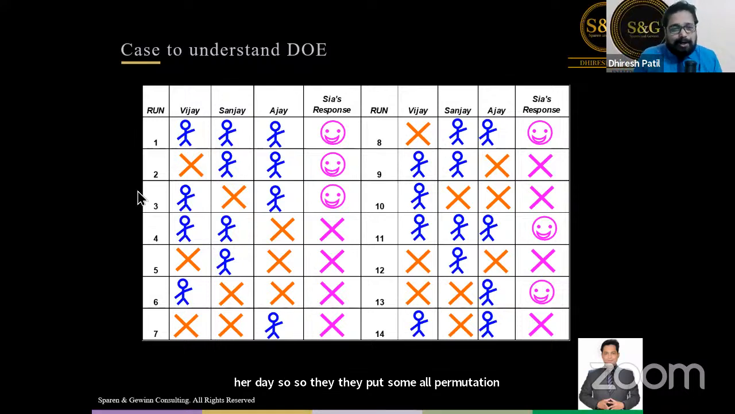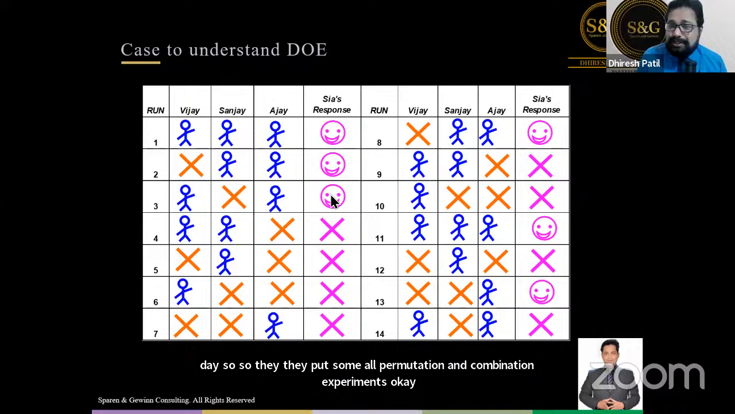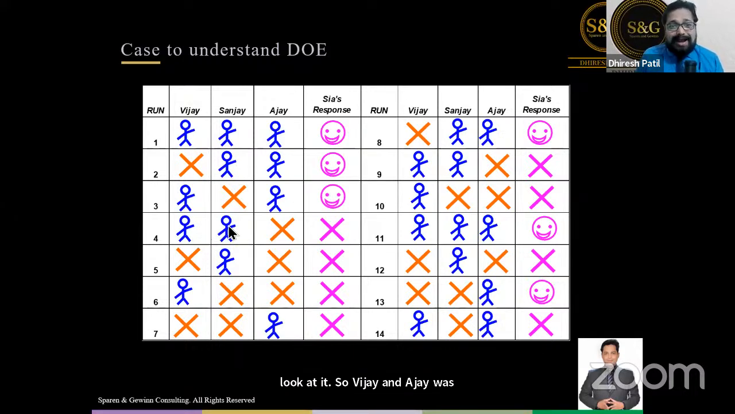Okay, look at this. So Vijay and Ajay were there. Sia still smiled. Vijay and Sanjay were there. Ajay was not there. Sia did not smile. Wow, something seems fishy here.